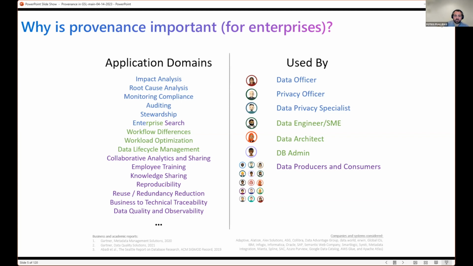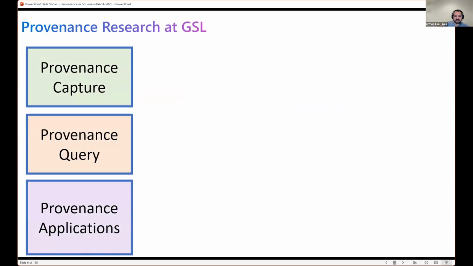However, in order to support all these different applications and all these different personas within an enterprise, we really need a lot of engineering and a lot of research to be done. Now, that said, in GSL, we have been focusing mainly on three key areas of provenance research: provenance capture, provenance querying, and provenance applications.